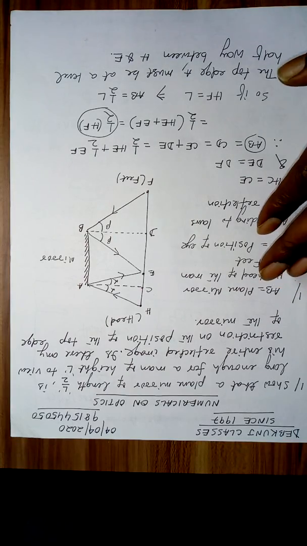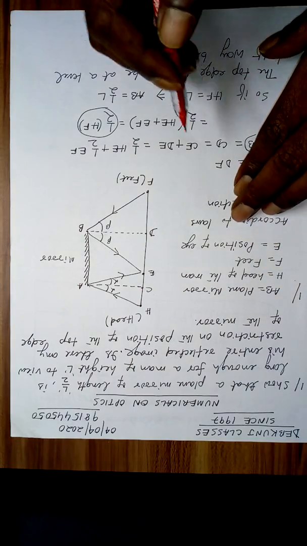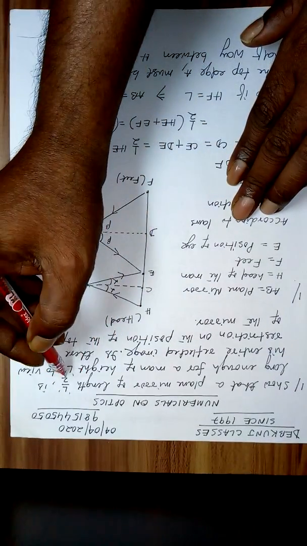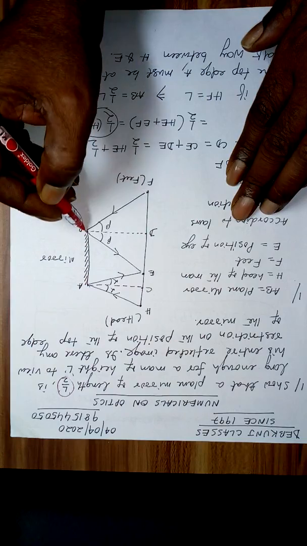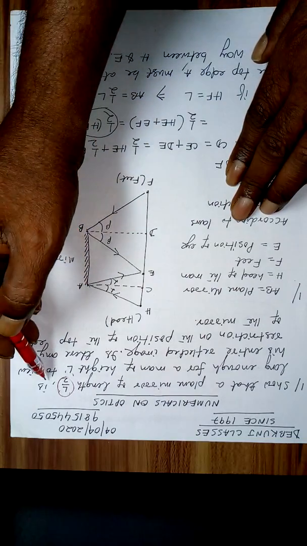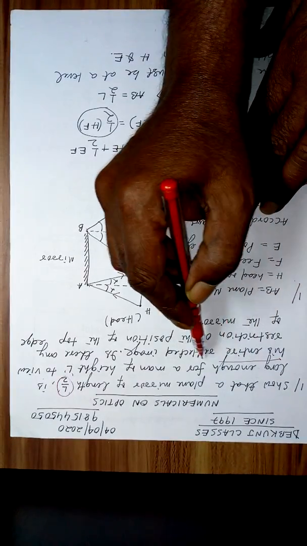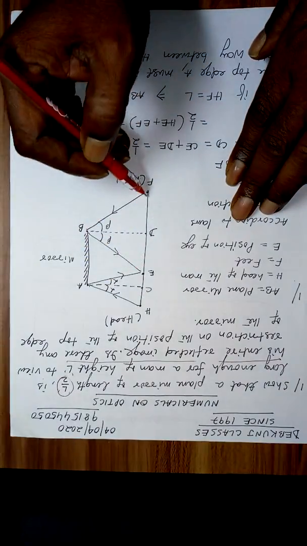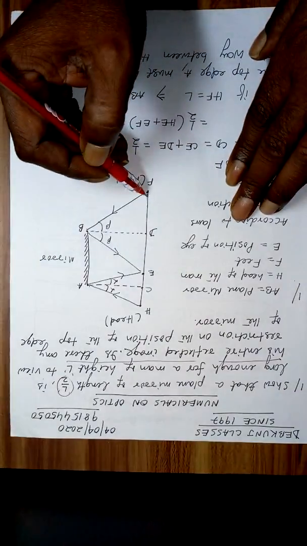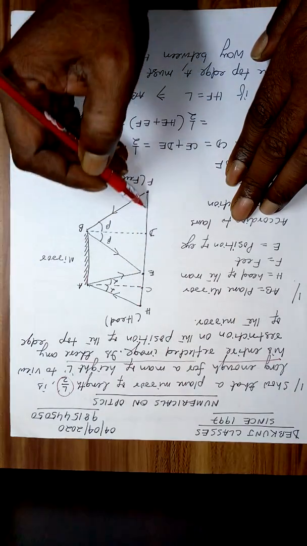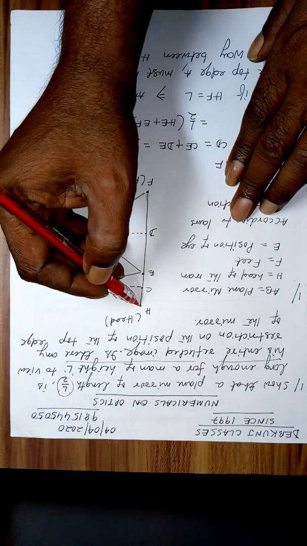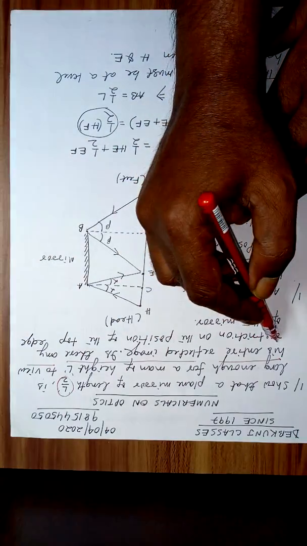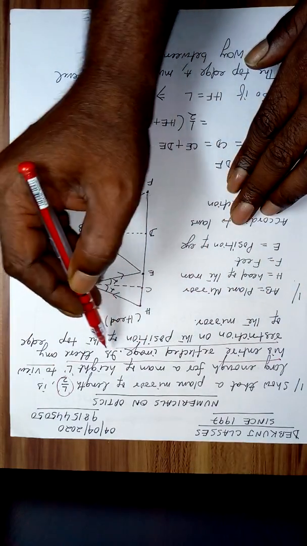Now two important numericals on ray optics. Show that a plane mirror AB of length L by 2 is long enough for a man of height L. HF is the height of a man, H is the head, F is the feet. From H to F is L, to view his entire reflected image.